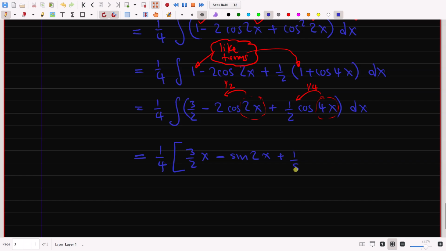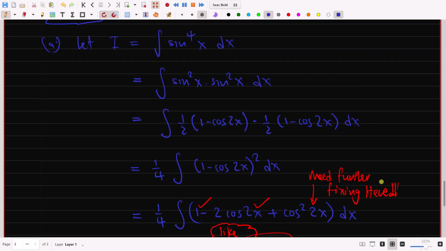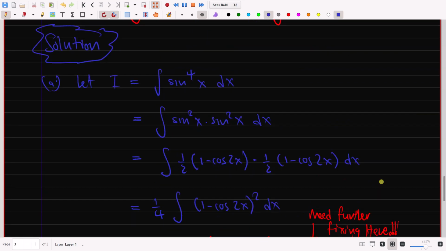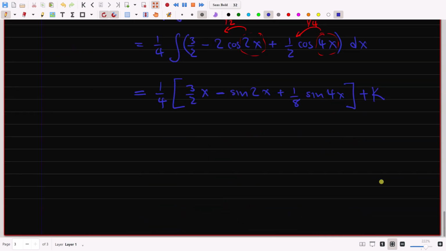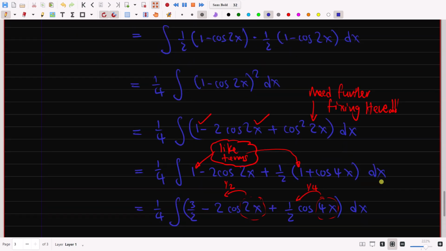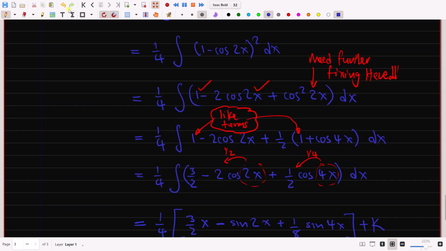Every time you're dealing with powers, these kind of even powers, always use the half angle identities. It's always like that. So let's do now cos to the power 6x. Let's find the integral of cos 6x. So they'll say evaluate.